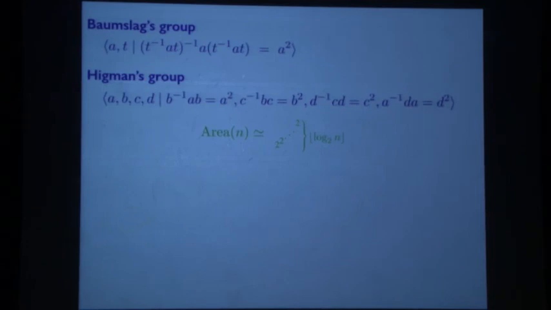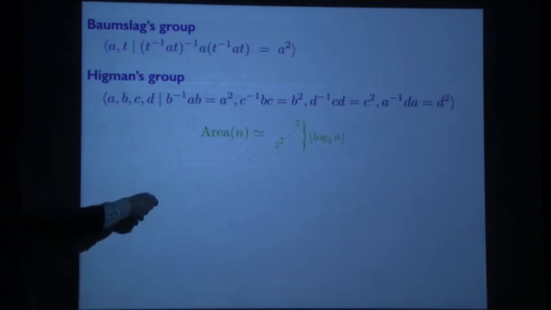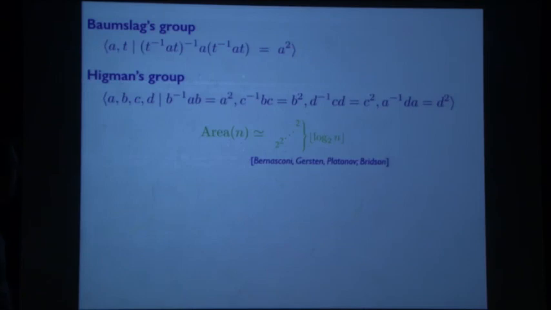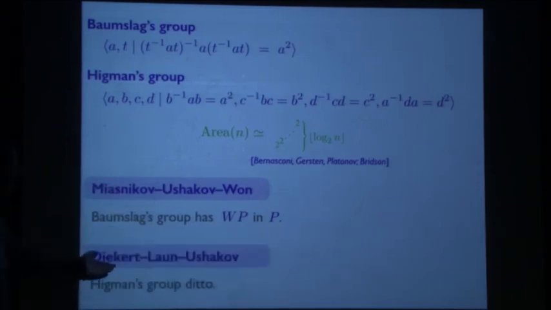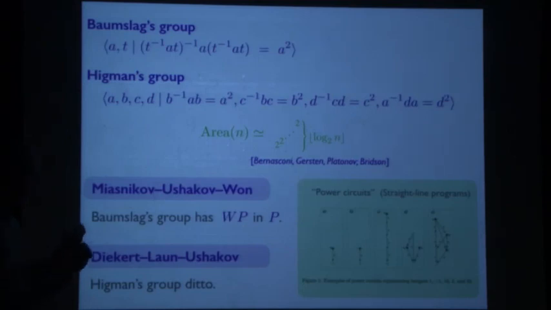So here are two more extravagant but beautiful examples. Baumslag's group, this one and a related group, and this group of Higman. This has Dehn function growing like a tower, but Myasnikov, Ushakov, and Won show the first one can be solved: you can solve the word problem in polynomial time. And Diekert, Laun, and Ushakov, for the second group, Higman's group, also in polynomial time, and they use the same sort of things as Dison, Einstein, and me.